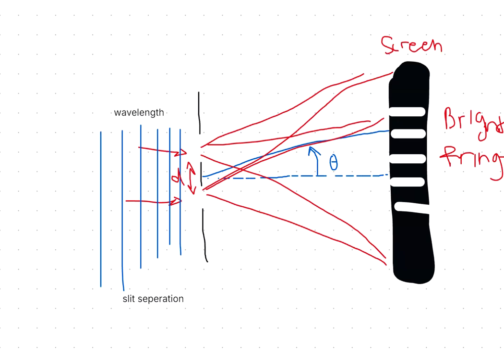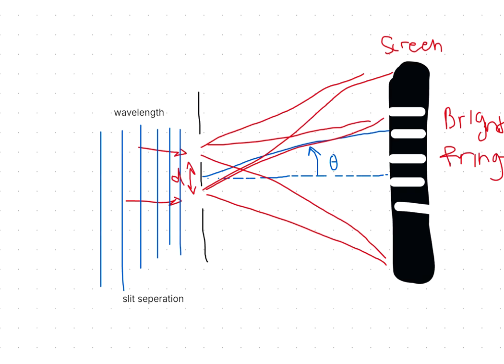Before doing any math, we can define all the variables we're looking at. Theta is the diffraction angle. It points to where the bright fringe shows up on the screen. It's measured in radians or degrees.